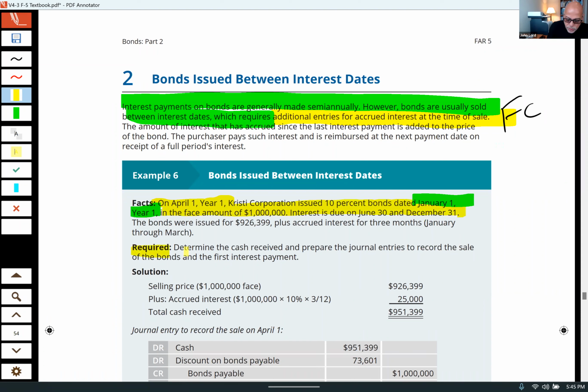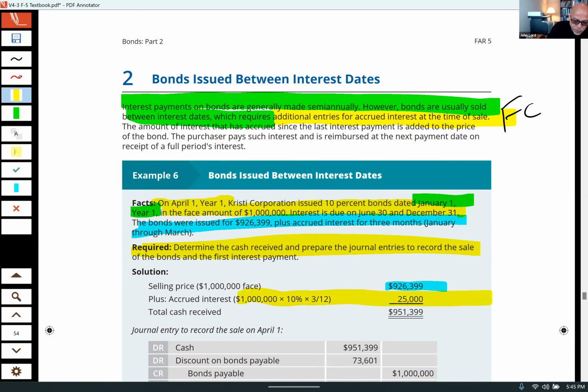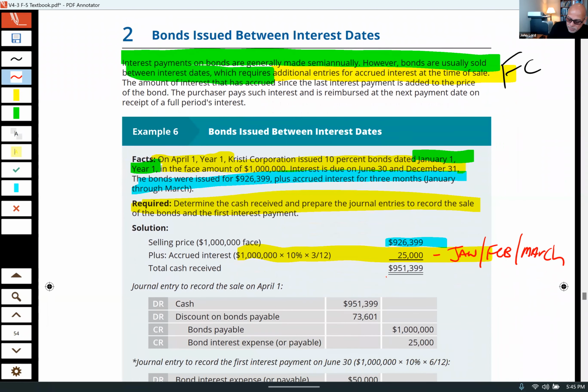And they want to see what is the amount of cash you would get at the time the bonds are issued. Now, these were the discount bonds, so they issued for $926,399. But now we have to accrue interest, and this is the interest for January, February, and March. Okay, so that money we get up front. We say, hey, those bonds sat on the shelf for 3 months. Don't worry, we're going to give you that money back. But when we sell you that bond, you have to give us that money up front.